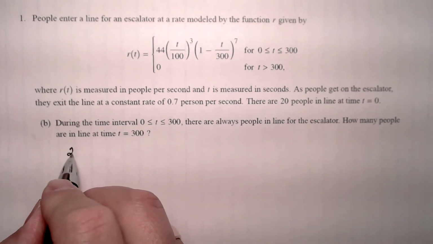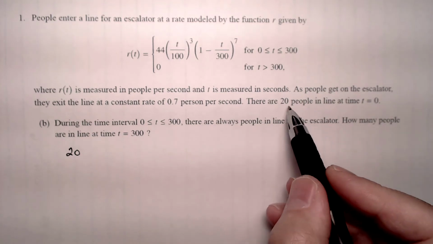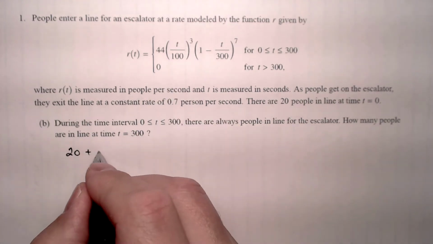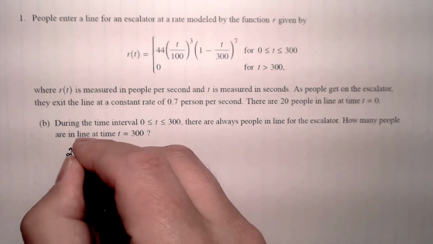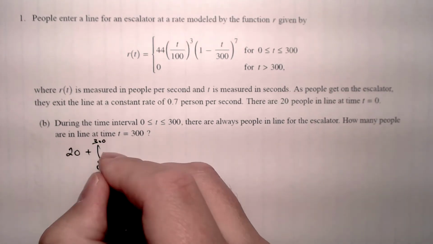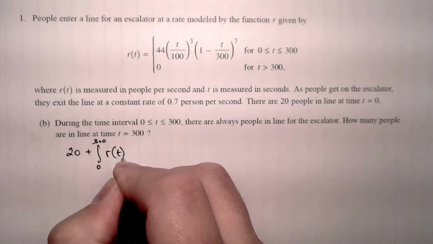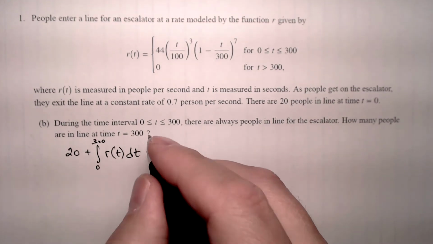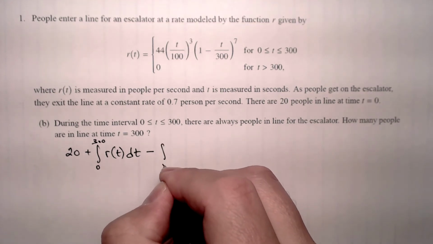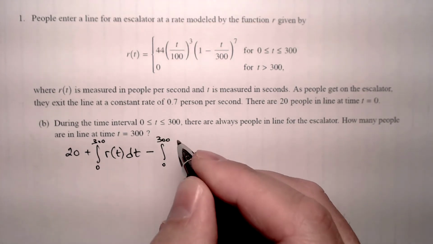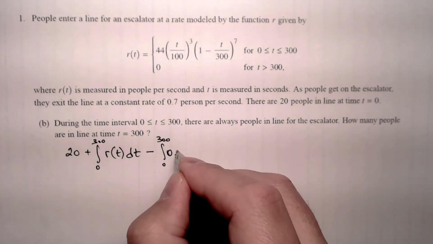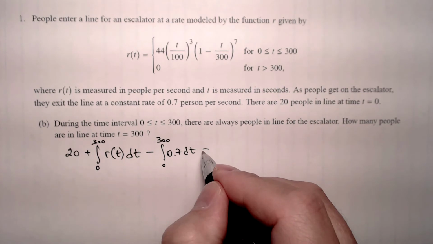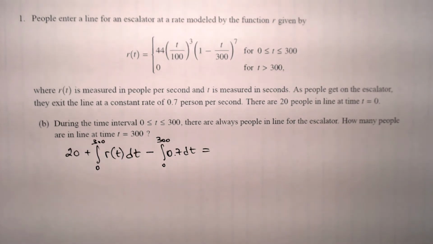We need to have how many people were there initially, 20 people, plus all the people who entered the escalator, this is the integral from 0 to 300 of r(t) dt, minus all the people who left the escalator, the integral from 0 to 300 of 0.7 dt, and this is how we need to calculate it.